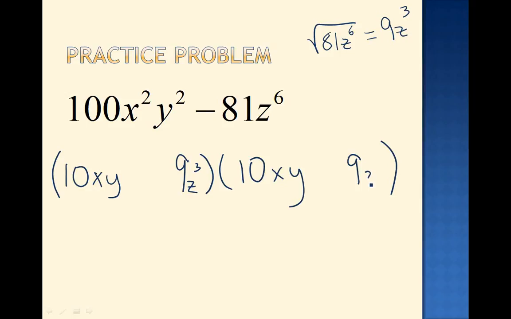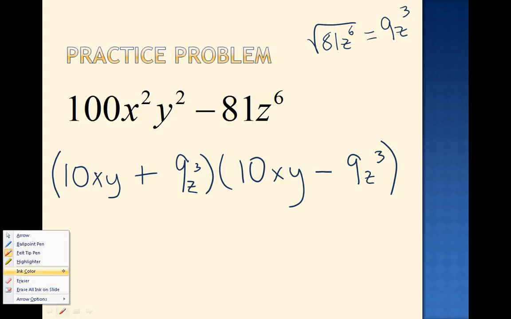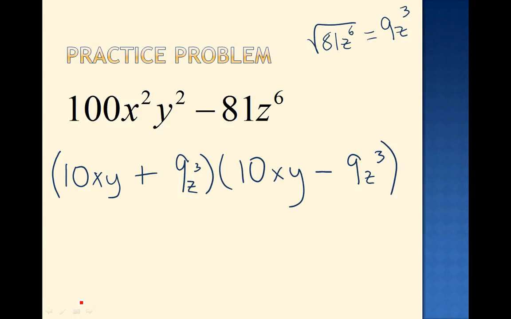So a 9z to the 3rd in each spot, 1 plus, 1 minus. So maybe it's a good idea to check this one out a little bit. So multiply the first two. 10 times 10 is 100. X squared, y squared.